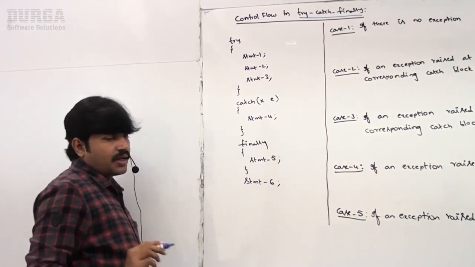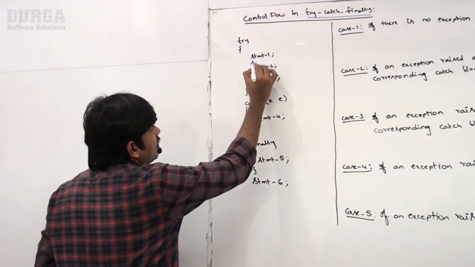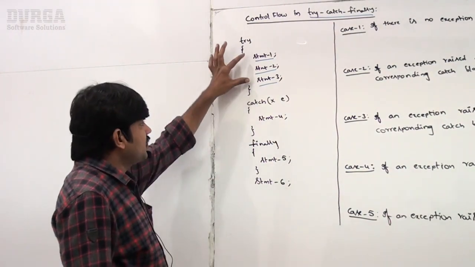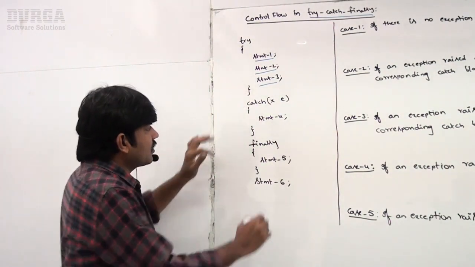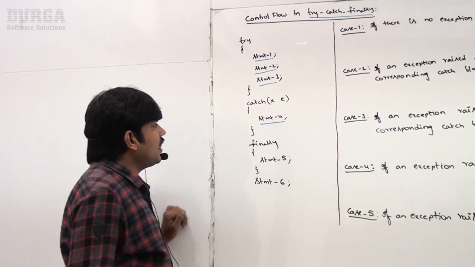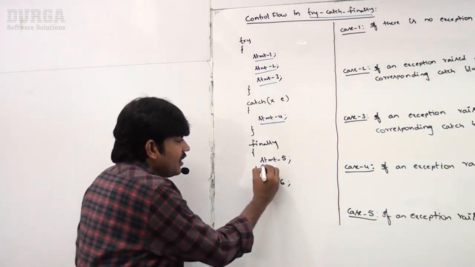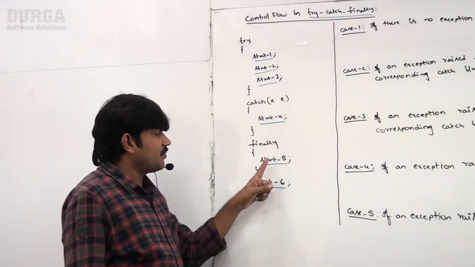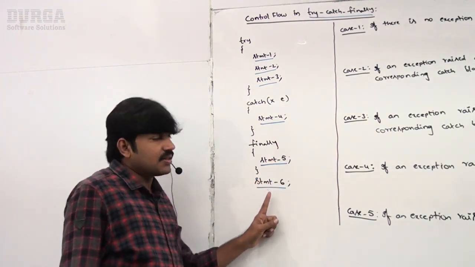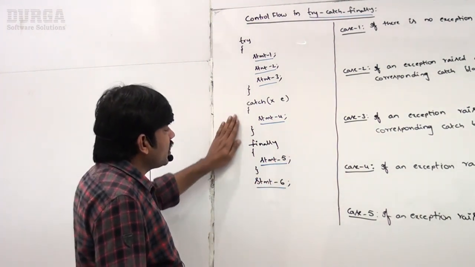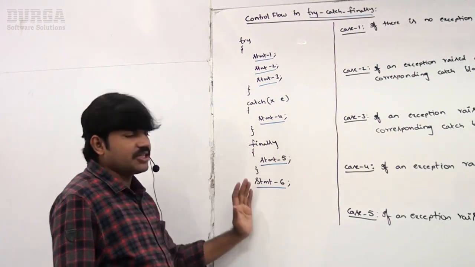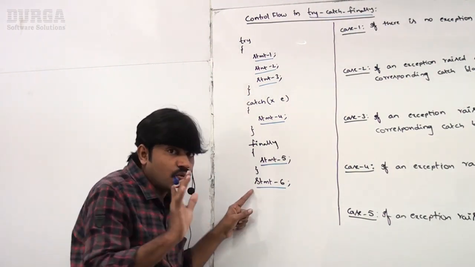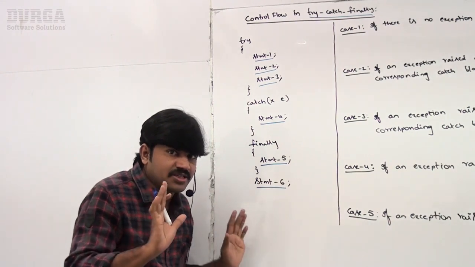Try block. Within the try block, statement 1, 2, 3. Total how many statements are there? 3 statements. Catch block, statement 4. Finally, statement 5 and then statement 6. That's all. Note that this statement 6 is outside of the finally block. Take very special care.